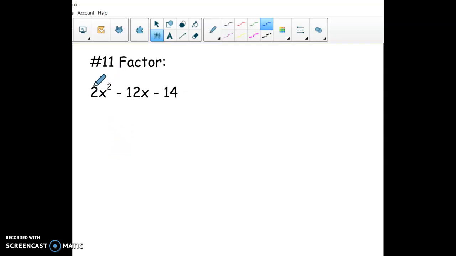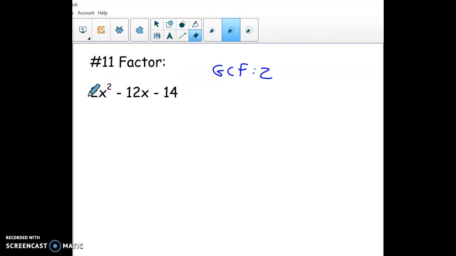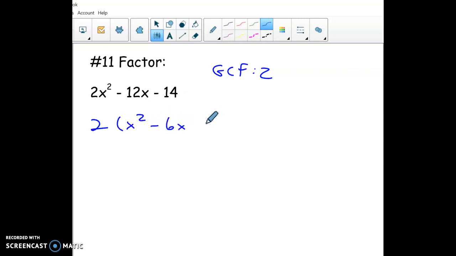All right, so again, this might look like we have to do long factor, but we can avoid it because of a GCF of 2. So I don't have to do this long factor because I can get rid of the 2 by just pulling it to the front. So that would leave us with x squared minus 6x minus 7. All right, and now I'm going to see if I can factor. It won't always factor, but we can try to factor that part.